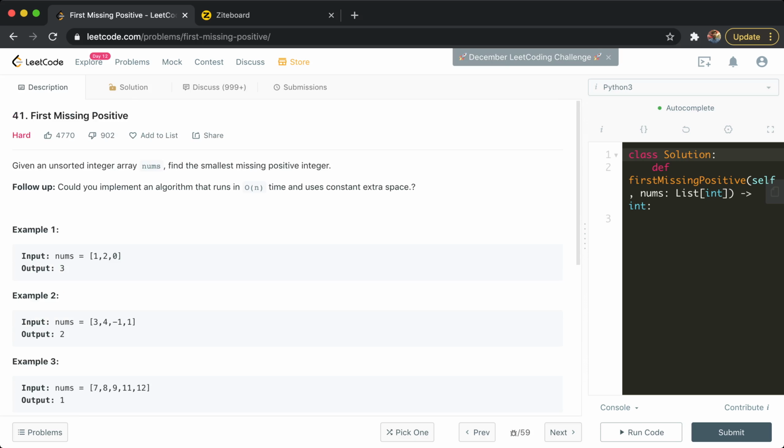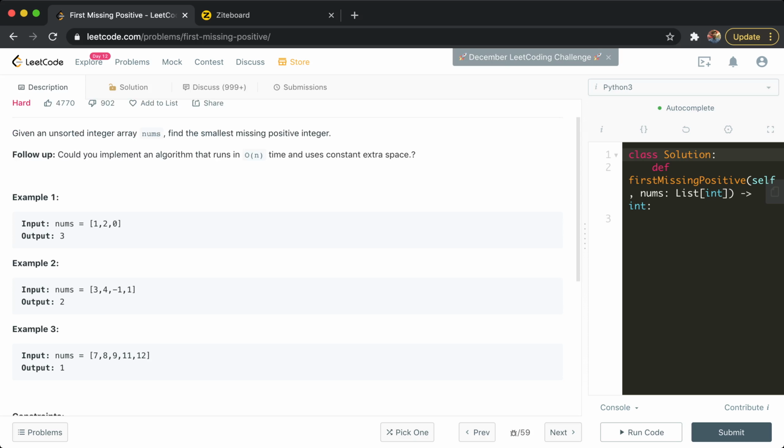Given an unsorted integer array nums, find the smallest missing positive integer. So let's take this example. It's given as 1, 2, 0. The first missing positive integer is 3 because 3 is not present in this array. 1 and 2 are present. For this example, it's 3, 4, minus 1 and 1. We see that 2 is not present in this array. So the solution is 2.